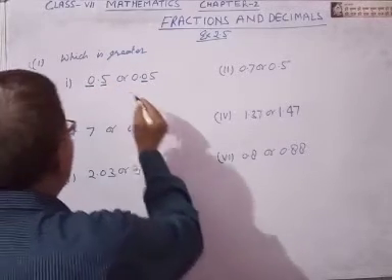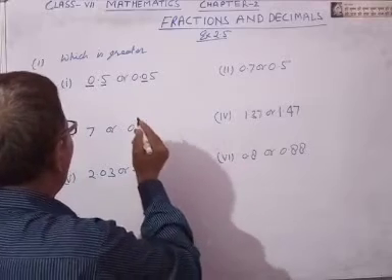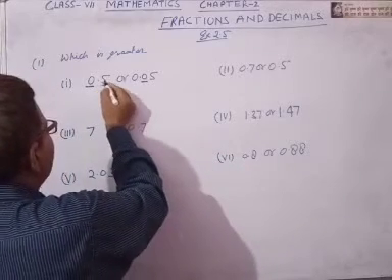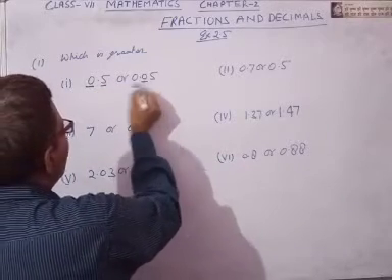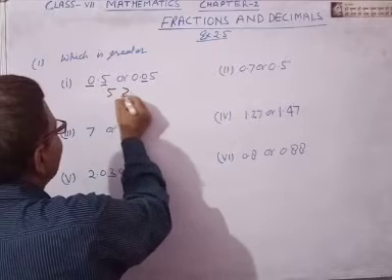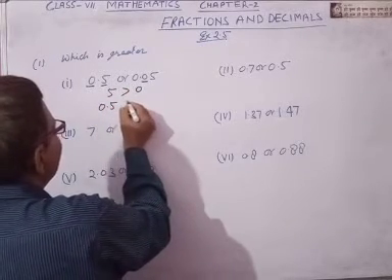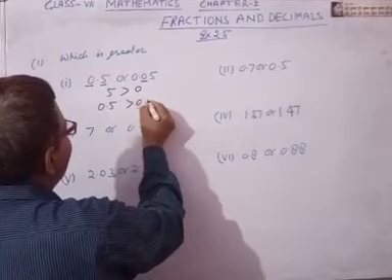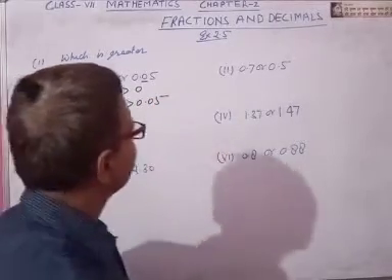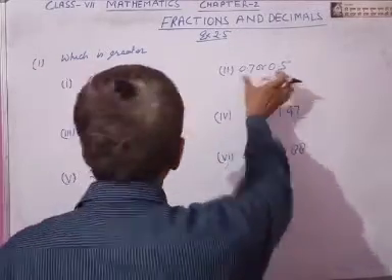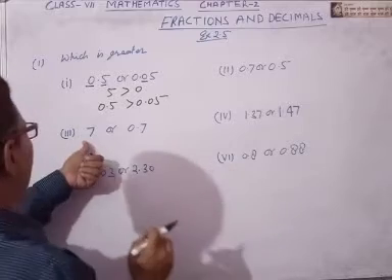The leftmost digit after the decimal here is 5 and here 0. Since 5 is greater than 0, 0.5 is greater than 0.05. Now this part you can do by your own. I am doing this part.